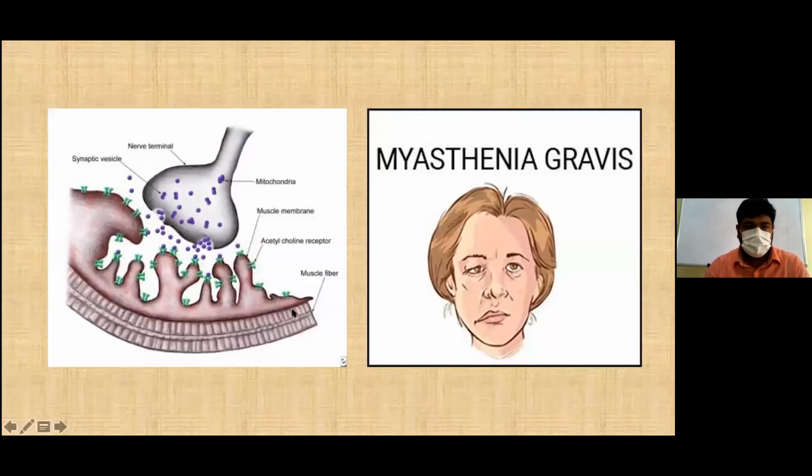All this anatomy and physiology of the neuromuscular junction is required to know how myasthenia gravis occurs. Myasthenia gravis is an autoimmune disorder that causes muscle weakness due to inability of the neuromuscular junction to transmit enough signals from nerve fiber to the muscle fiber. And this disease will be further explained by Ramya.